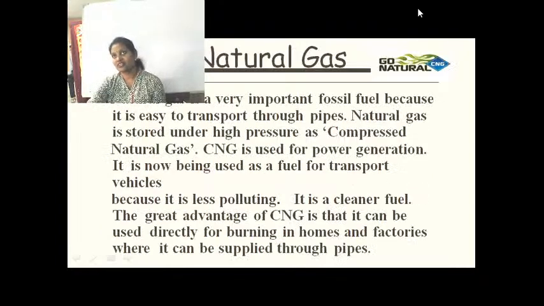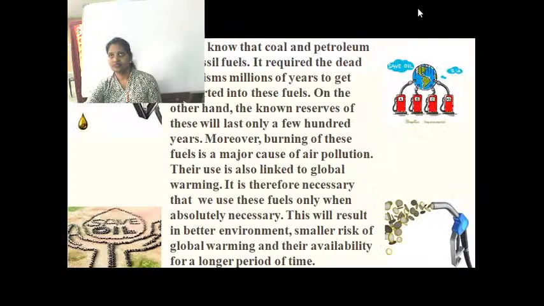So this is natural gas. Natural gas is a very important fossil fuel because it is easy to transport. It is also stored under high pressure and called compressed natural gas, that is CNG. It is also a very pure or clean gas, and it is used in homes and factories.